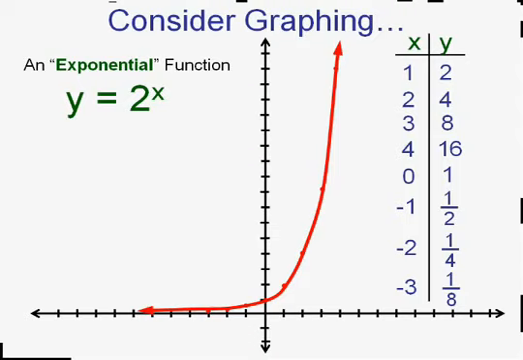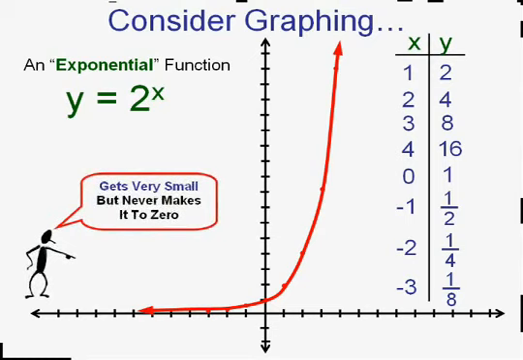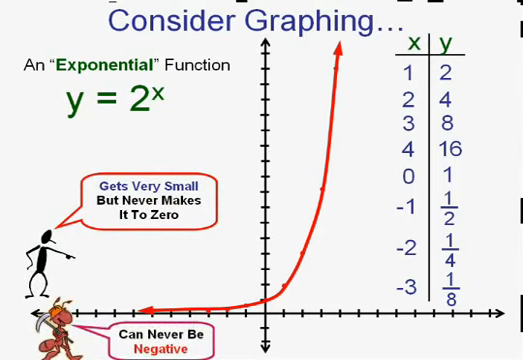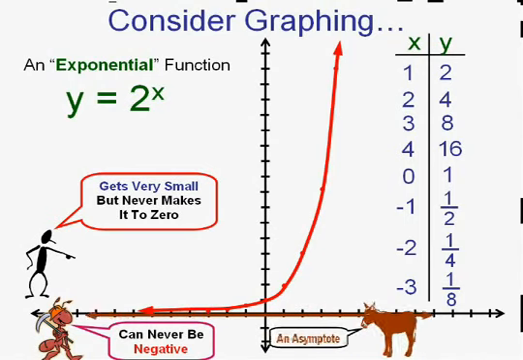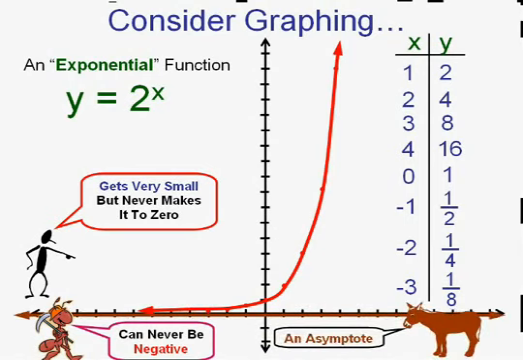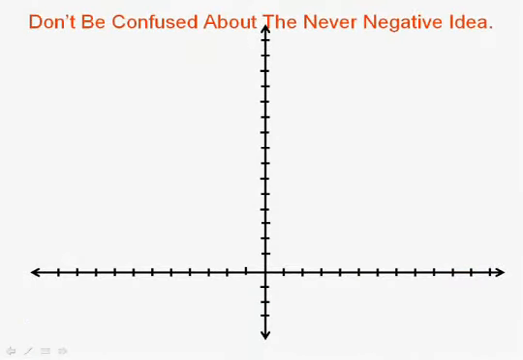Now that line that it will never reach, are you pondering what I'm pondering? We have a name for it. Since in this case anyway, it can never be negative because it can never reach 0, we have a name called an asymptote. Sorry about that. An asymptote, when it never quite reaches it. And that's worthy of remembering because that's going to happen all the time in these exponential functions. Warning, warning, warning. Now don't be confused about this never negative idea.